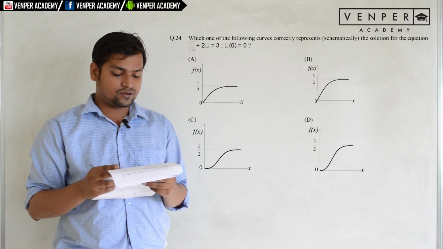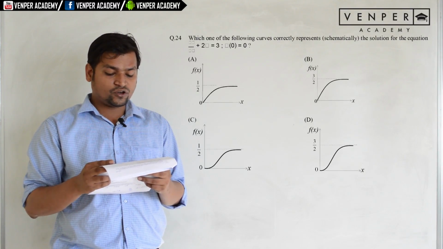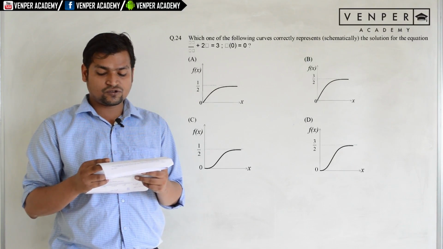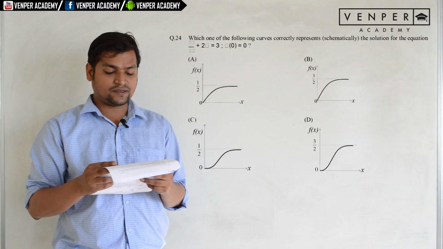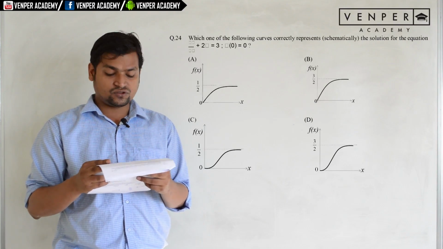Question number 24. Which one of the following curves correctly represents the solution for the equation df upon dx plus 2f is equal to 3, where f(0) is equal to 0?